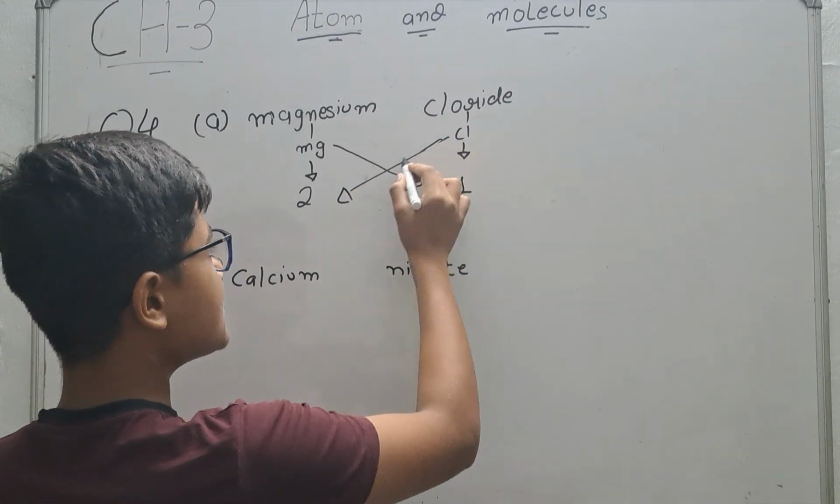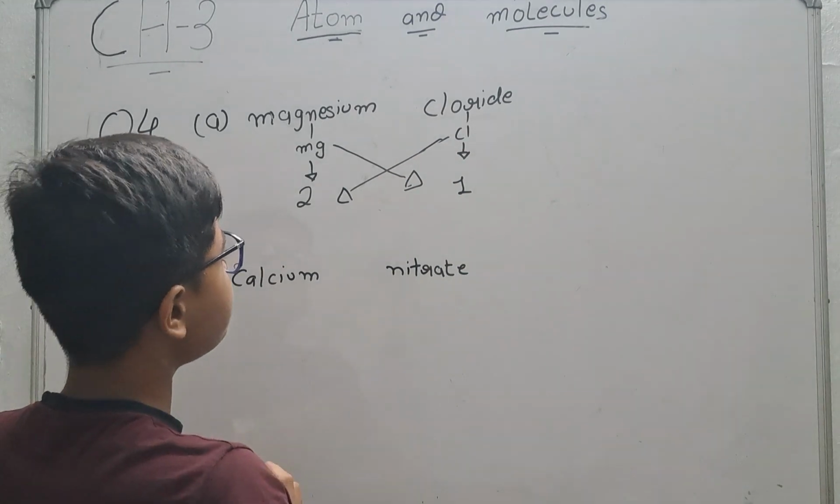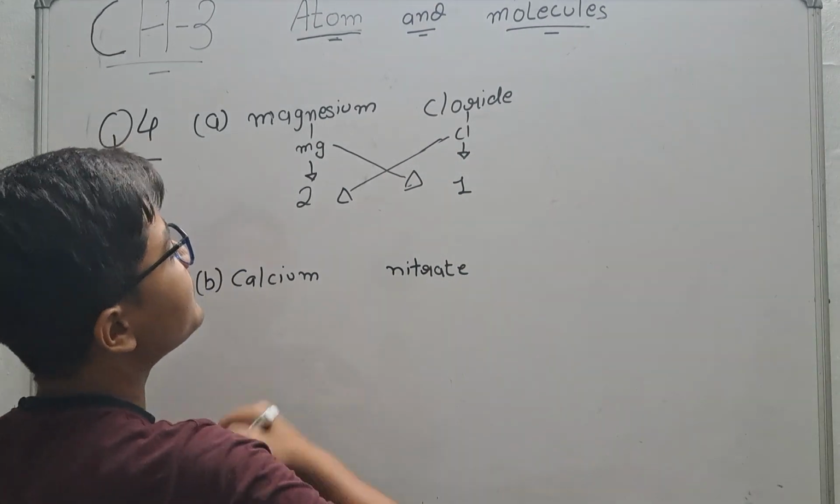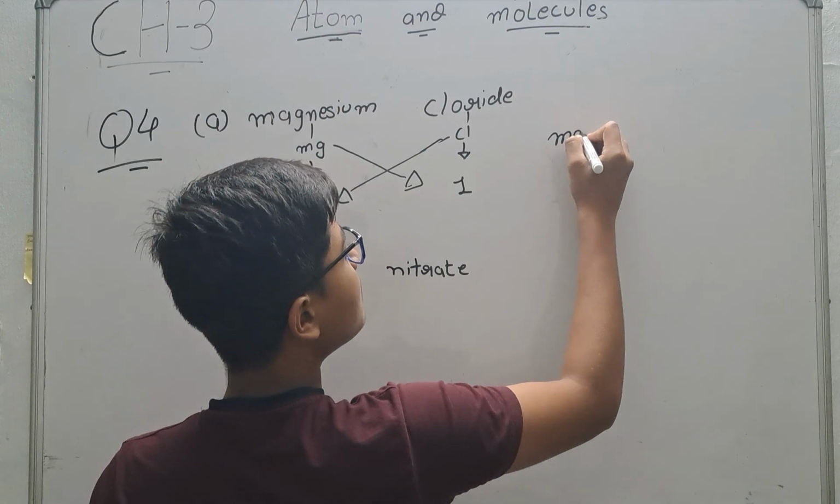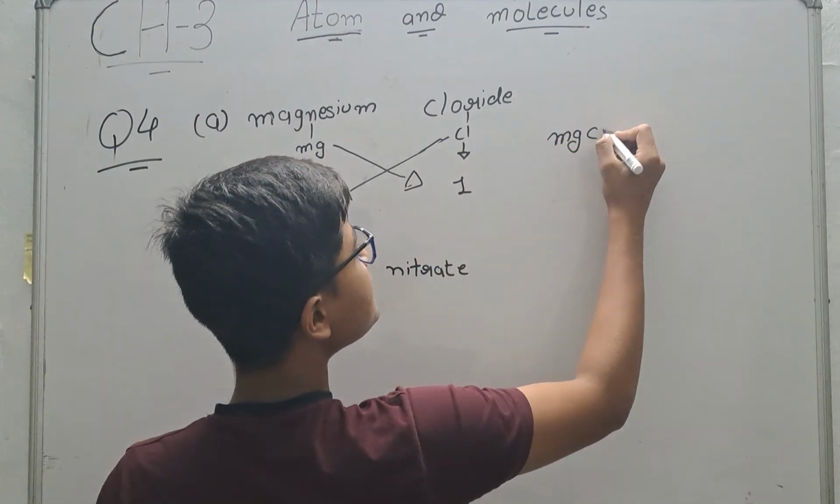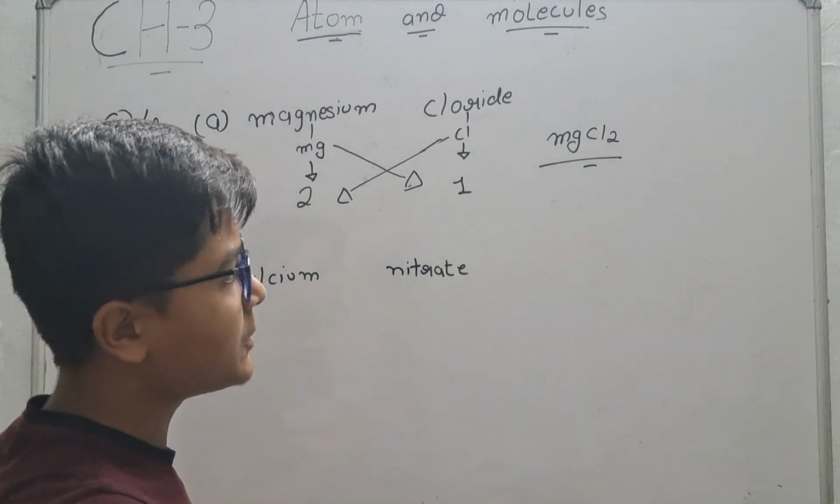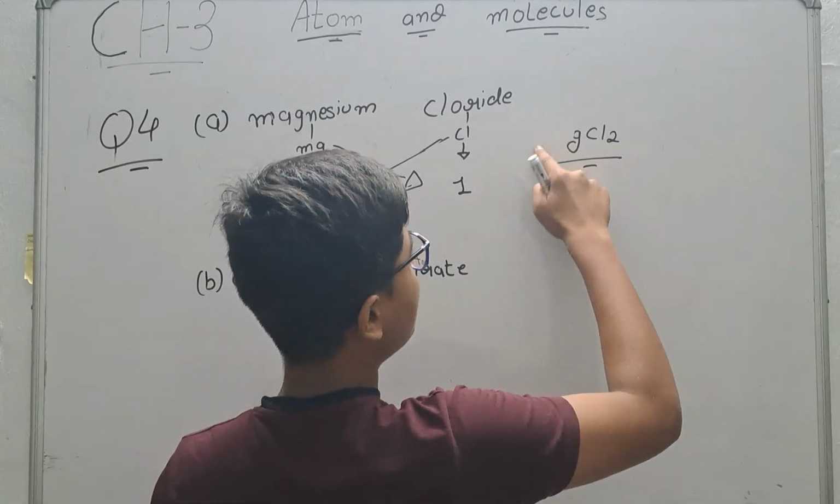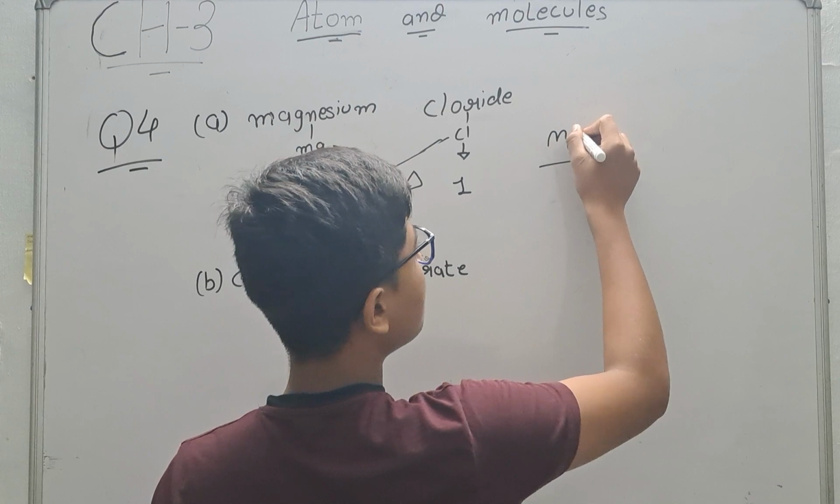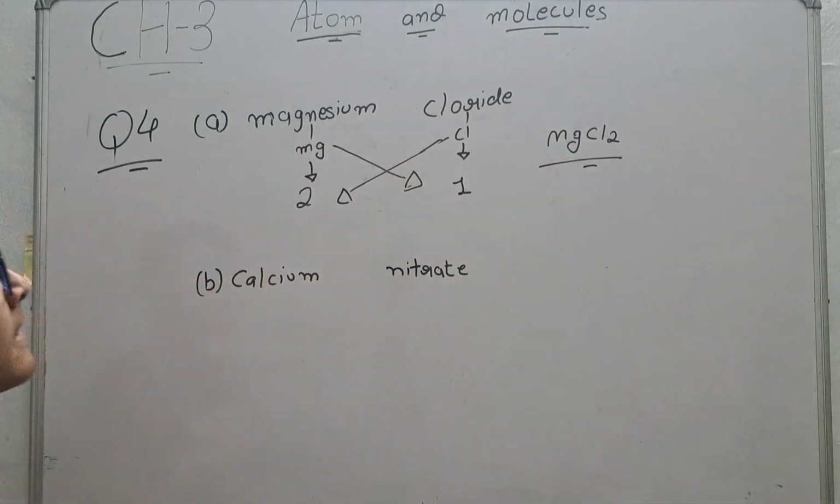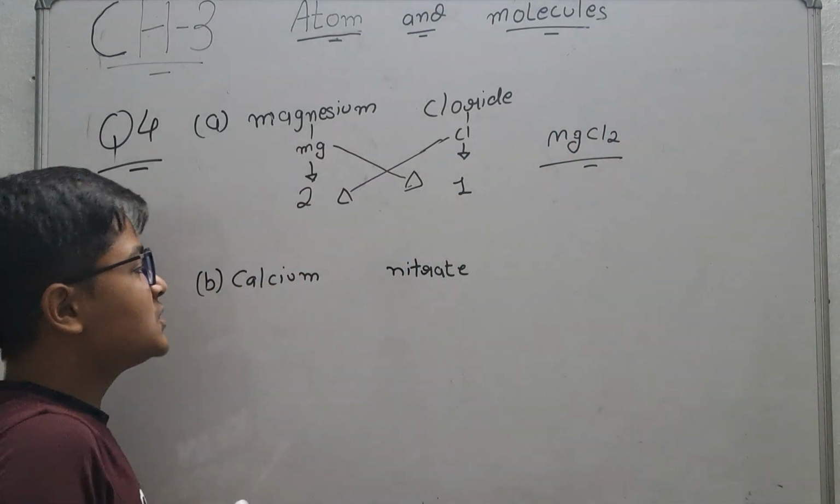This method is known as crisscross. So we will write MgCl2. This is our answer. MgCl2, M we will write capital. MgCl2. Okay. Now let's do the second.